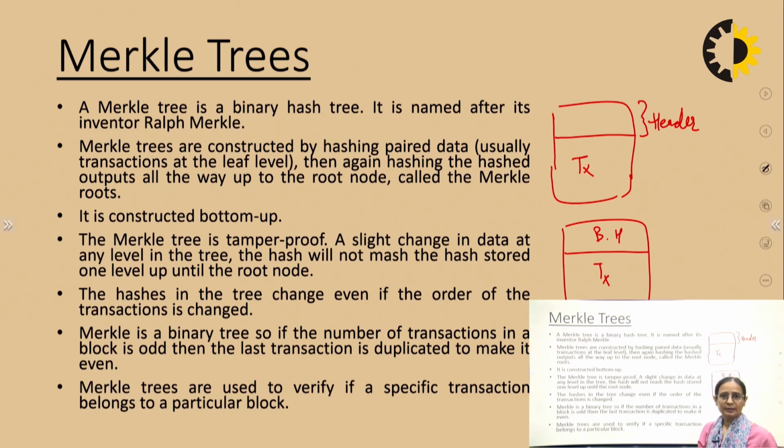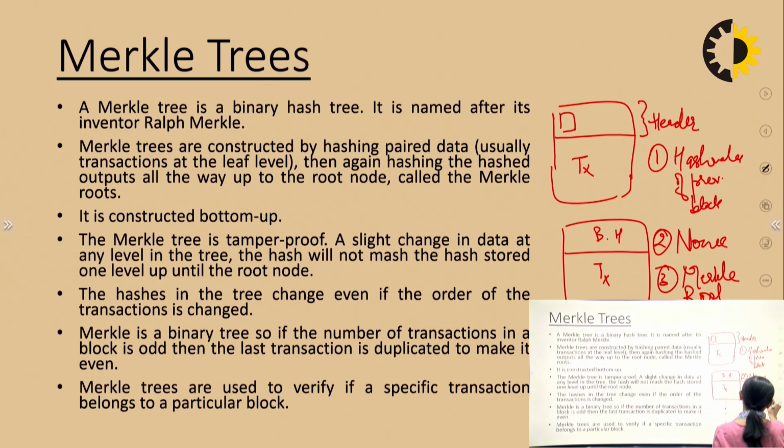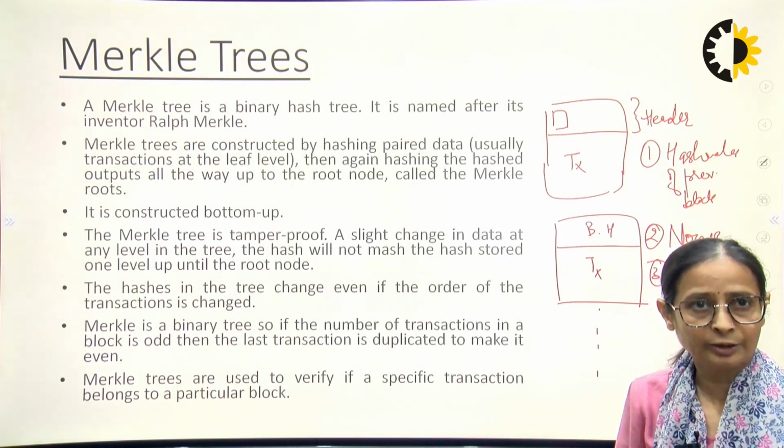First let us see what the contents of the header field are. In the header field, we have the hash value of the previous block. Then we have a nonce value. We have a Merkle root. So these are a few fields we have in the block header.